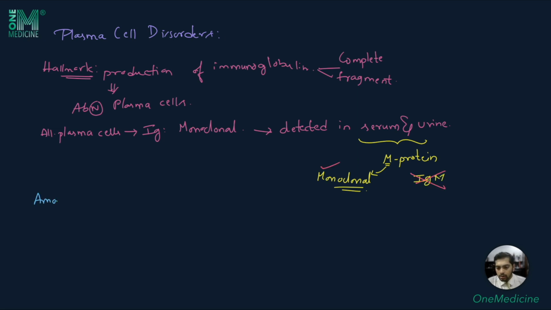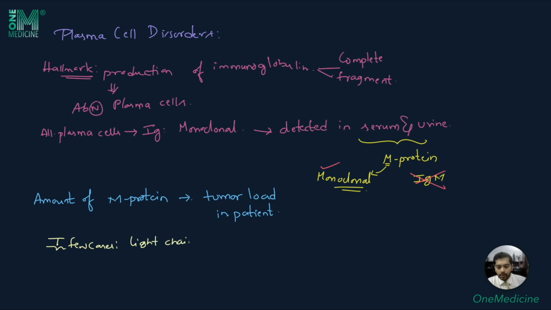So the amount of M protein or concentrations of it in the serum and urine in a patient denotes the tumor load in the patient. In few cases, only the light chain of immunoglobulin is seen within the urine, and this particular protein is called Bence-Jones protein.